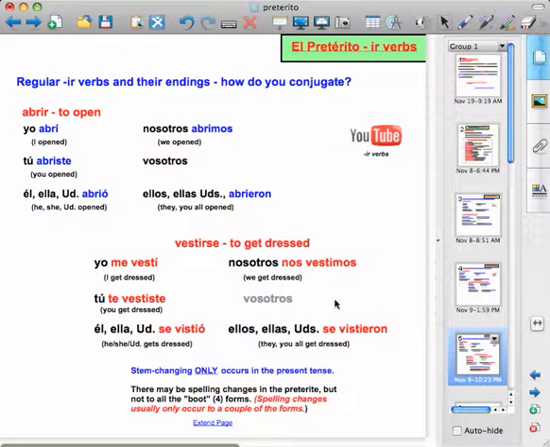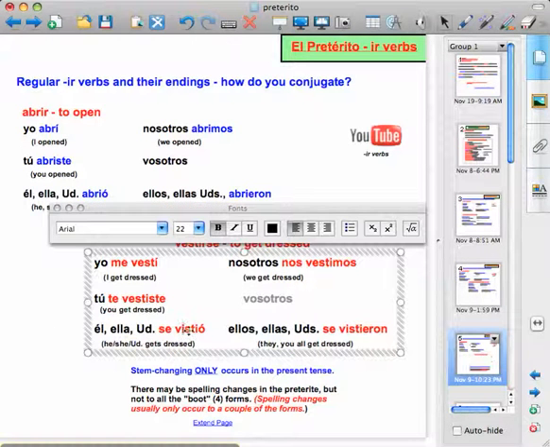All right, so now that we've said that, let's take a look at this. Yo me vestí, nothing unusual here. Tú te vestiste. Okay, we've still done the same thing. We have our pronouns down, we've conjugated our verb, we're left with our VEST stem, we add the new ending, but now look what happens down here. Okay, we have él, ella, usted, se vistió. Okay, so I have a spelling change here from an E to an I.